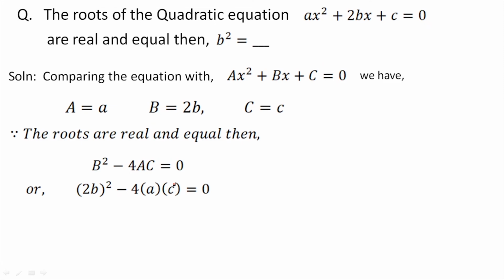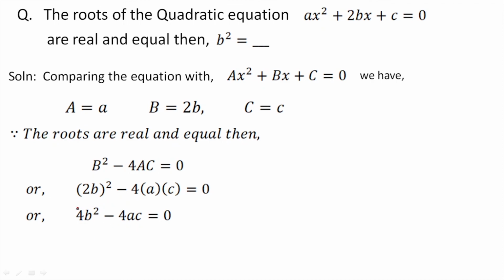Now after opening the bracket, while we replace the values, we'll be using a bracket because it reduces the possibility of making an error. So this square is for both 2 and b, because the square is for everything that is inside the bracket. So 2 into 2 is 4, b into b is b square, minus 4 into a into c is 4ac. So this is what we get.